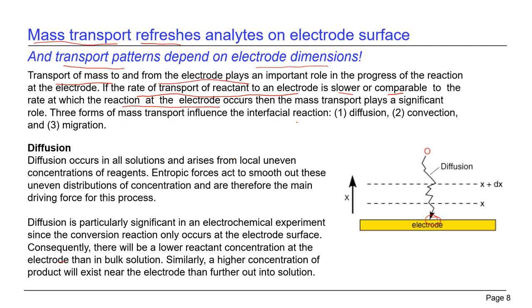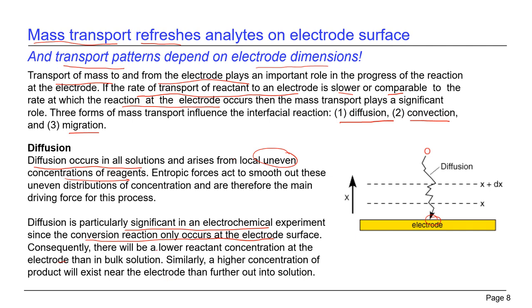And so we have three different types of mass transport. Many of you would know this from your fluid dynamics course: diffusion, convection, and migration. Diffusion is something we're probably all really familiar with, but really arises from local uneven concentrations of reagents. And so basically what happens is that diffusion is particularly significant in an electrochemical experiment, since the conversion reaction occurs only at the electrode surface.